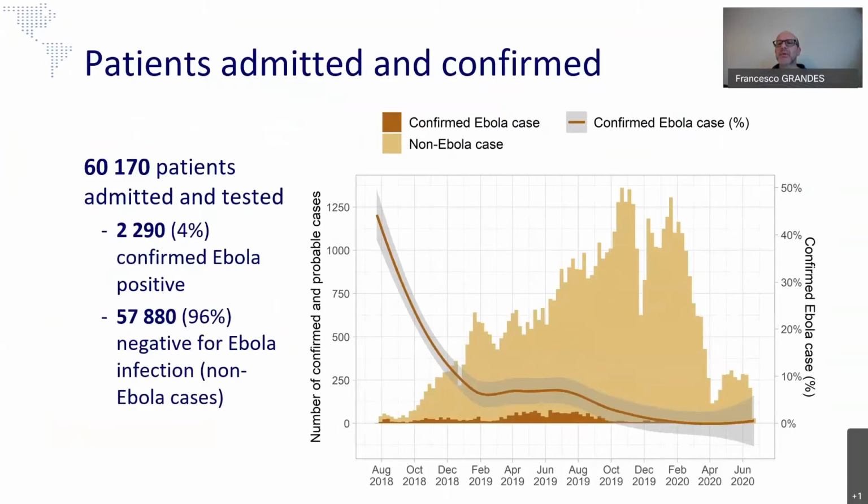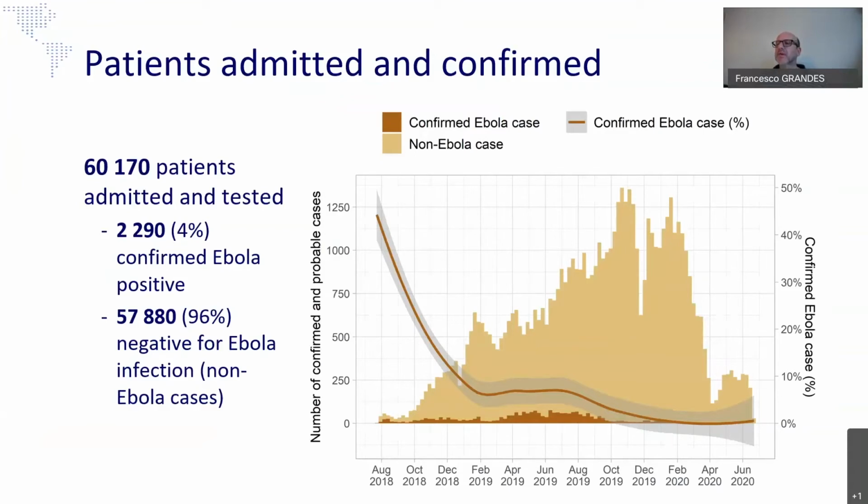Let's start with the epidemic control indicators. The first indicator is the number of patients admitted and the proportion of confirmed Ebola positive. In total, more than 60,000 patients classified as suspected cases were admitted and tested in an Ebola health facility. 2,294, or 4%, were confirmed Ebola positive. The vast majority, 96%, tested Ebola negative and suffered from another illness.